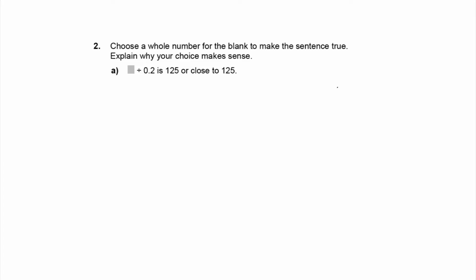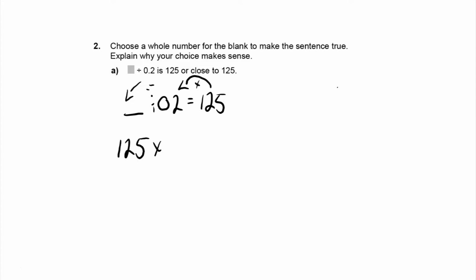So we've got some number divided by 0.2 is equal to 125, or close to 125. I remember that I can work it backwards, doing multiplication, to get what this original number was. So I can change my equation into 125 times 0.2 and do that math.